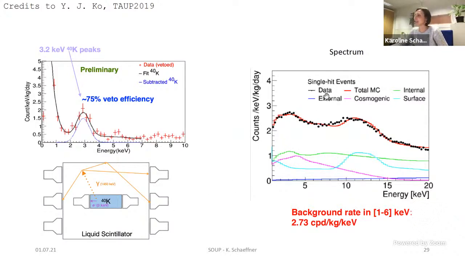Here they also show their energy spectrum. So you see here the data, and also the fit with their Monte Carlo to describe the background. And you see the different contributions from the background model. And so the rate here is around 2.7, so it's a bit lower than what Anais has.